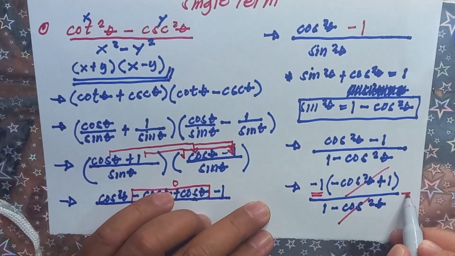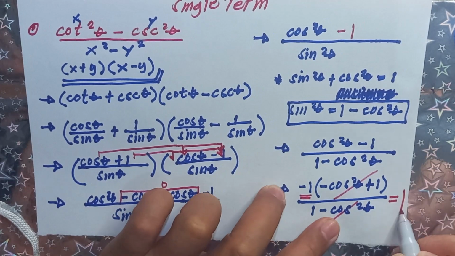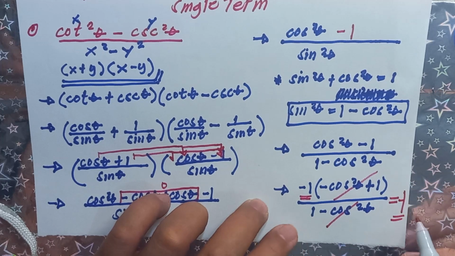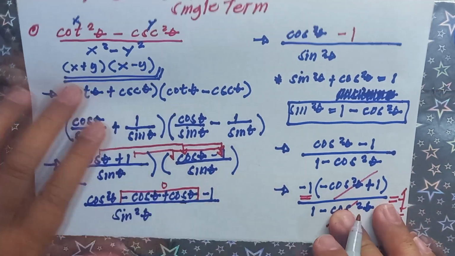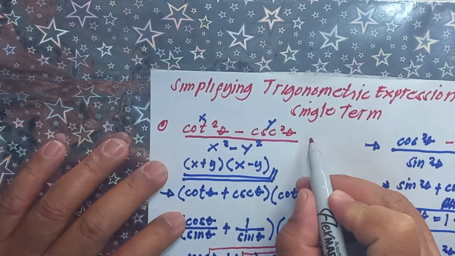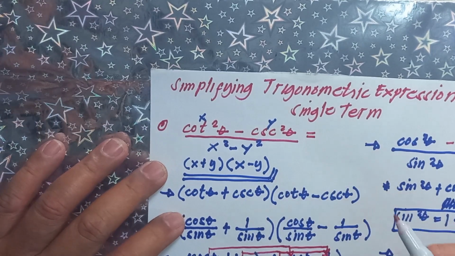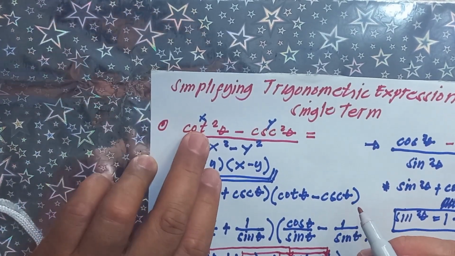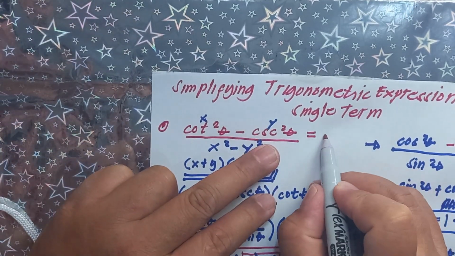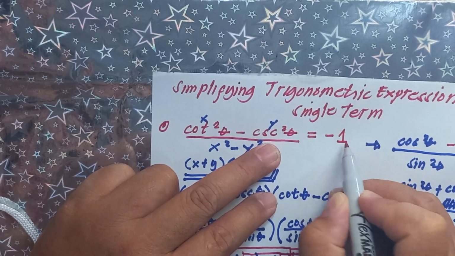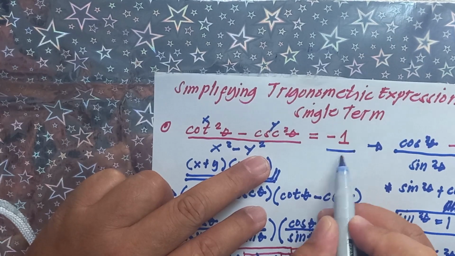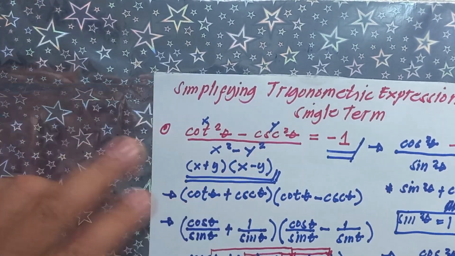So, the result is actually negative 1. Okay? So, that is the result. The result of our problem in here, or the simplified form of this cotangent squared theta minus cosecant squared theta, is actually negative 1. And so that is the result of the expression.